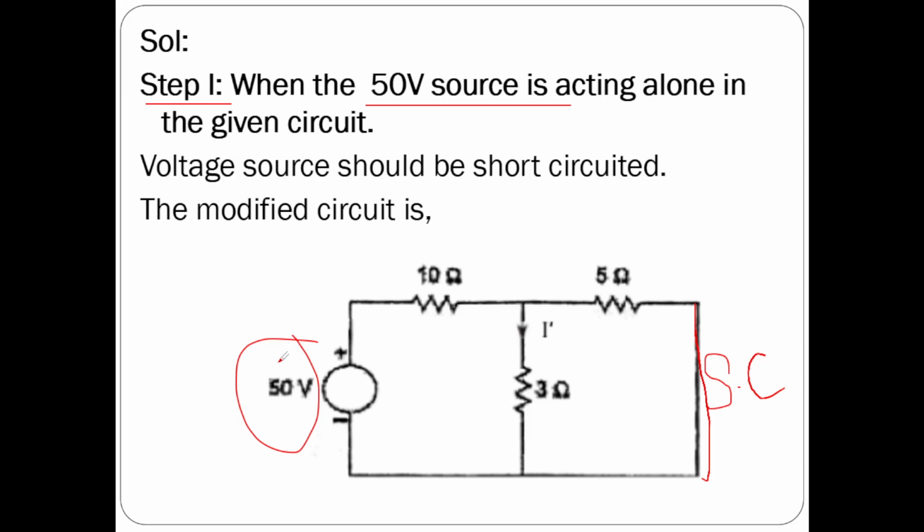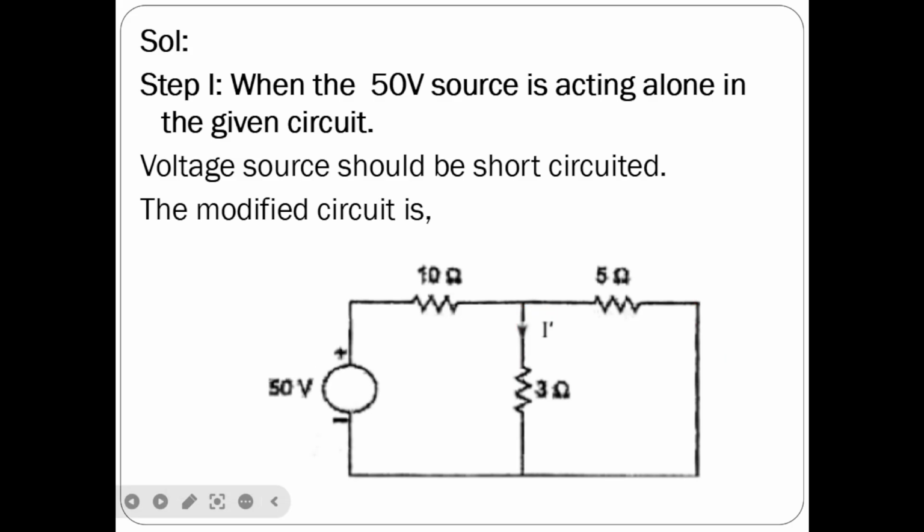Now let us assume due to the 50 volt voltage source, the current in 3 ohms is I dash. Current in 3 ohms is I dash.